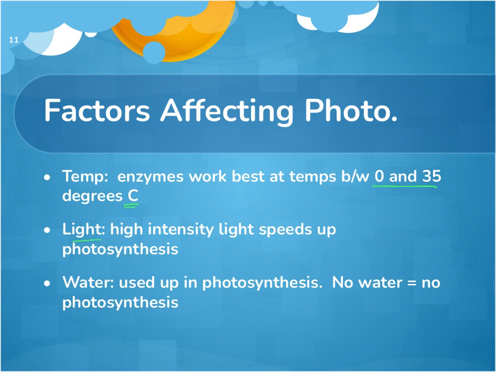It also needs light. High intensity light speeds up photosynthesis, so that makes plants grow and photosynthesize more quickly. And water is also really important because it's used up in photosynthesis. Remember, it's broken apart during photosystem 2 in the light reactions in order to release electrons and hydrogen ions. So if there's no water, there's no photosynthesis. That's why you need to water your plants.